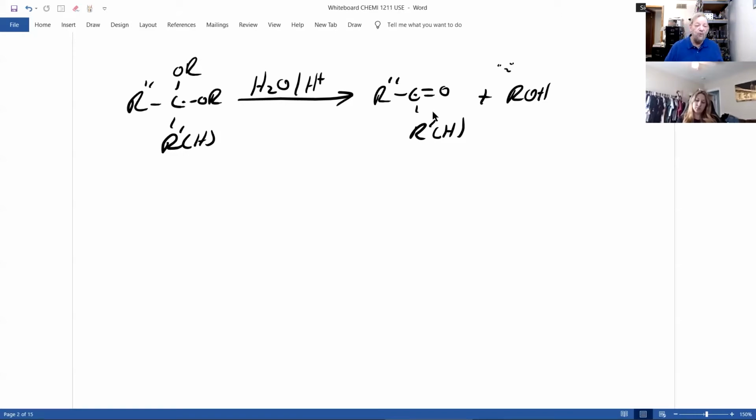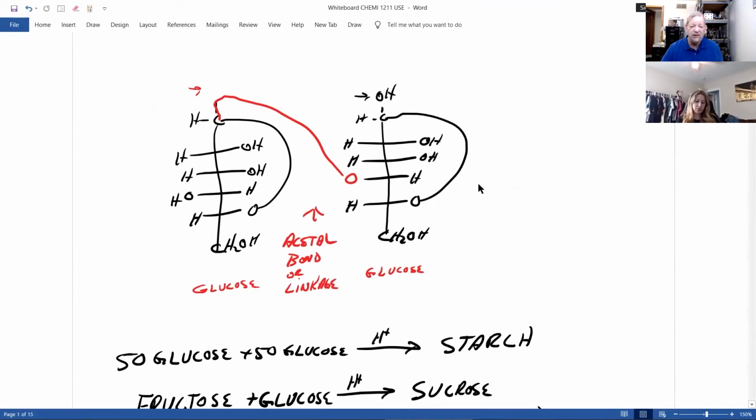All right, now, what does this imply? Well, guess what? If you eat a starch, and in your stomach you have acid and water, which you do, what do you get? Well, if we go back here, you're going to break this linkage. And what will you end up with? Glucose.